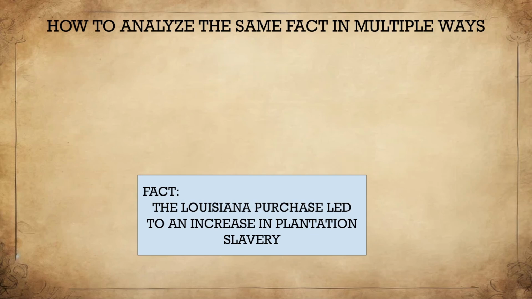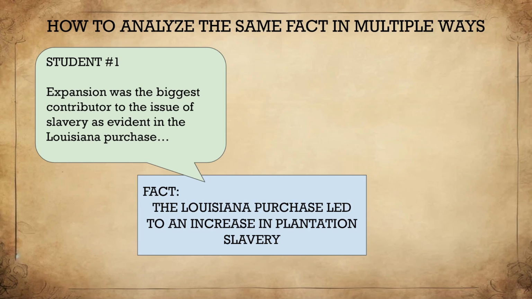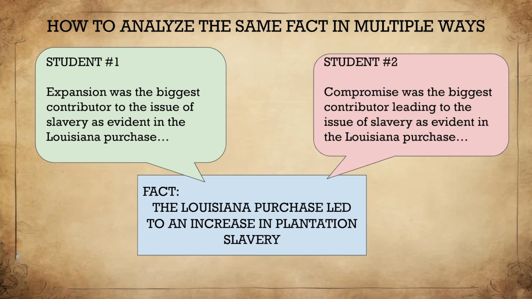So, for instance, let's look at this fact. The Louisiana Purchase led to an increase in plantation slavery. That is an undeniable fact. Now, student one can say that this shows expansion was the biggest contributor to the issue of slavery, and they can use this same fact and argue it in this way. But student two can take the Louisiana Purchase and say that compromise was the biggest contributor leading to the issue of slavery. And that's the goal of this video: to provide you context around these facts so that you can make these original arguments on your own.